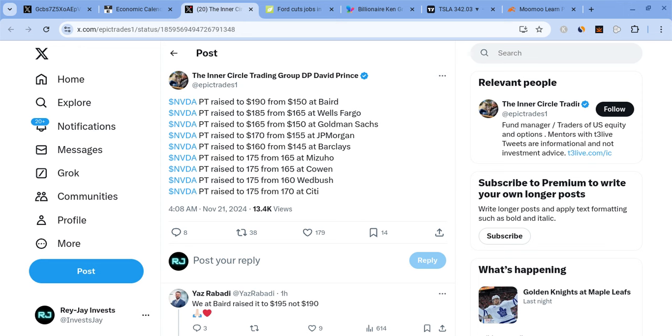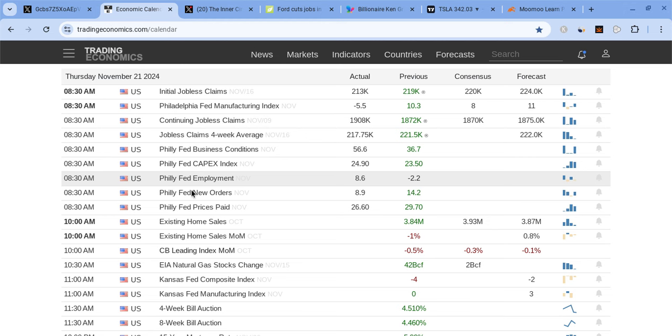And besides that, we had pretty much beats on everything. So now we're seeing the price target being raised from Wells Fargo, Goldman Sachs, JP Morgan, Barclays. You guys can see the numbers here. We're expecting more increases in Nvidia's price targets, which is very bullish. And Nvidia remains very, very strong.